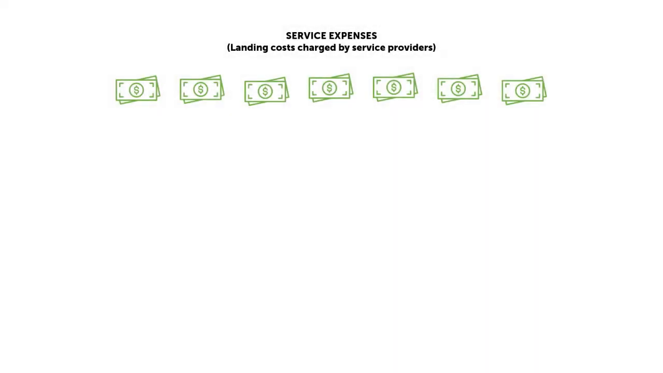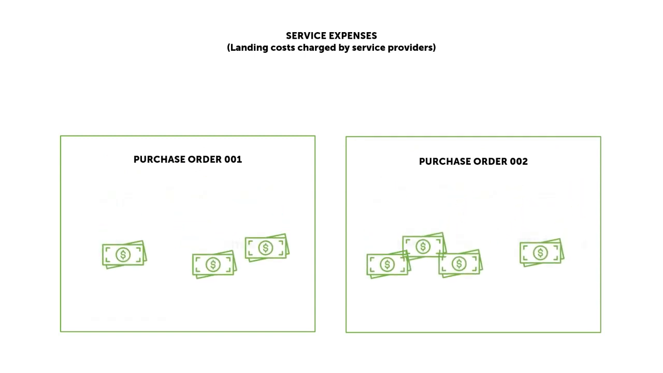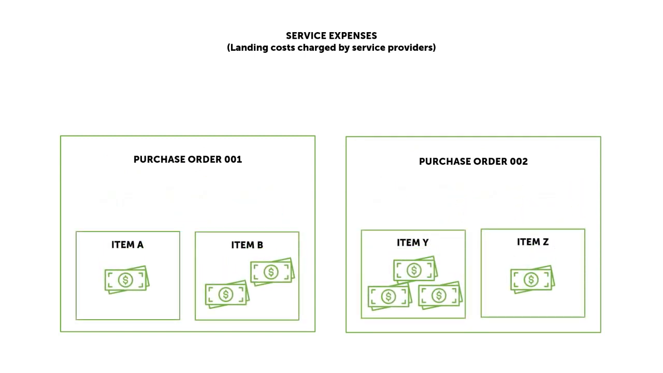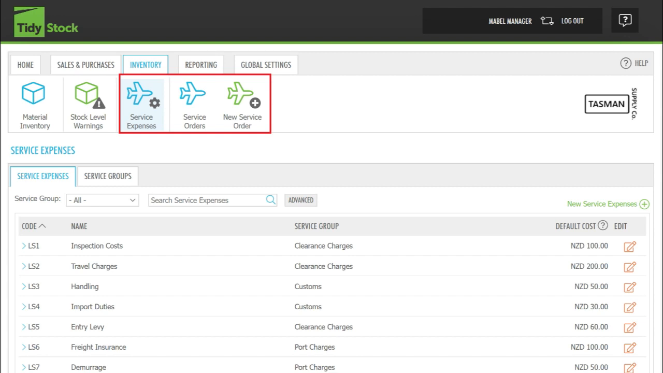Service expenses are third-party landing costs which are allocated to purchase orders and distributed across the items within those purchase orders. These costs are added to the item's unit cost. Under the Inventory tab, there are 3 new sections.